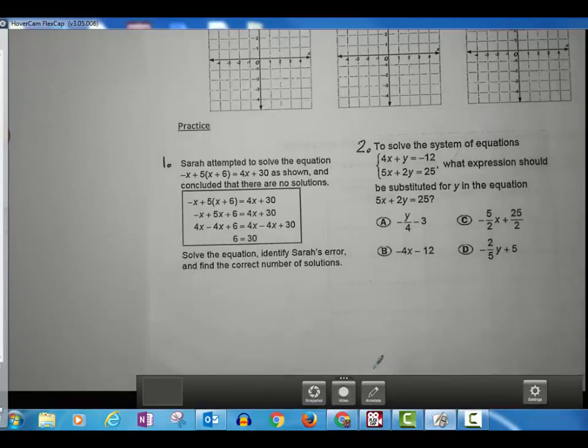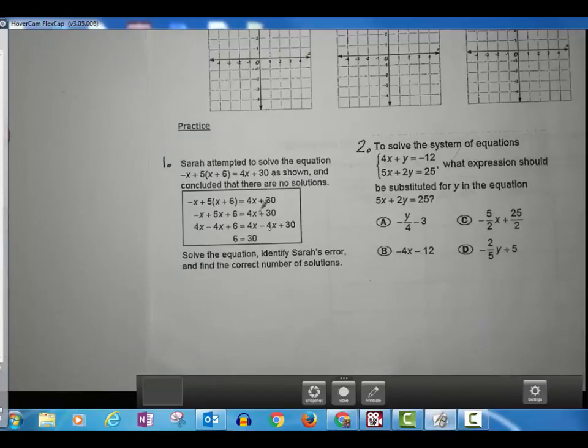All right, the first one we have here says Sarah attempted to solve the equation negative x plus 5, then times x plus 6 in parentheses, equals 4x plus 30 as shown, and concluded there are no solutions. Then it gives you her work, and says to solve the equation, identify her error, and find the correct number of solutions. There's a couple different things in this. It's not just one step; there are multiple steps to actually solve this problem.